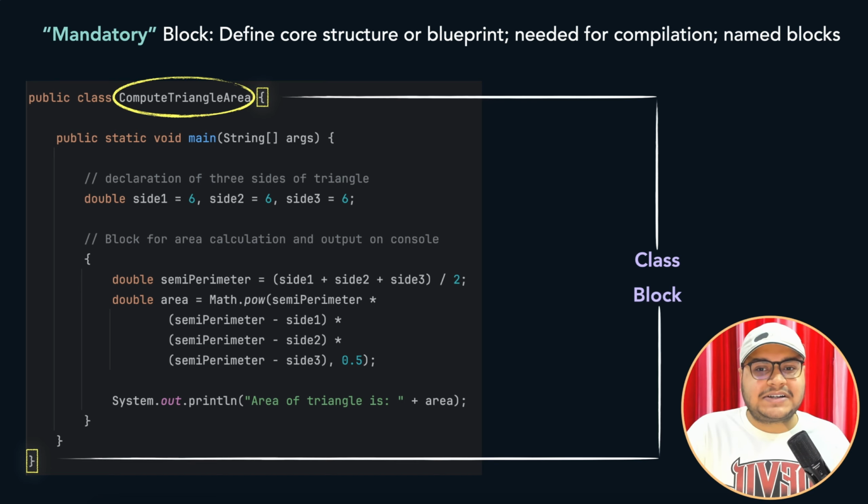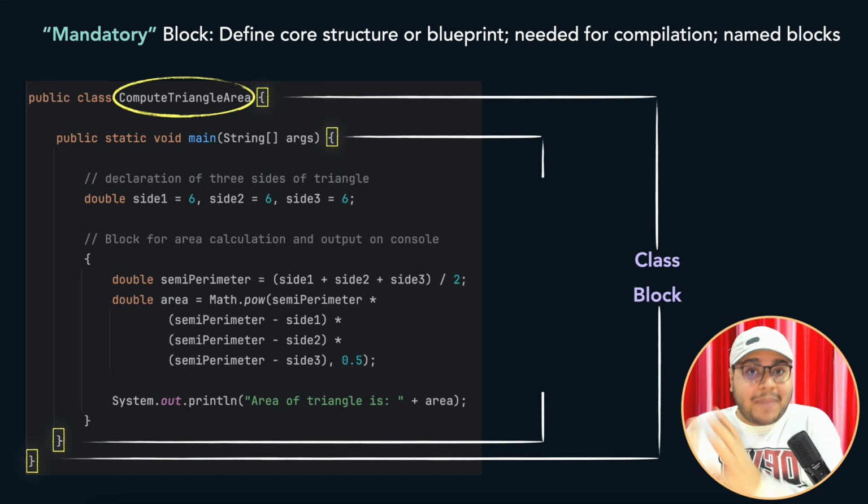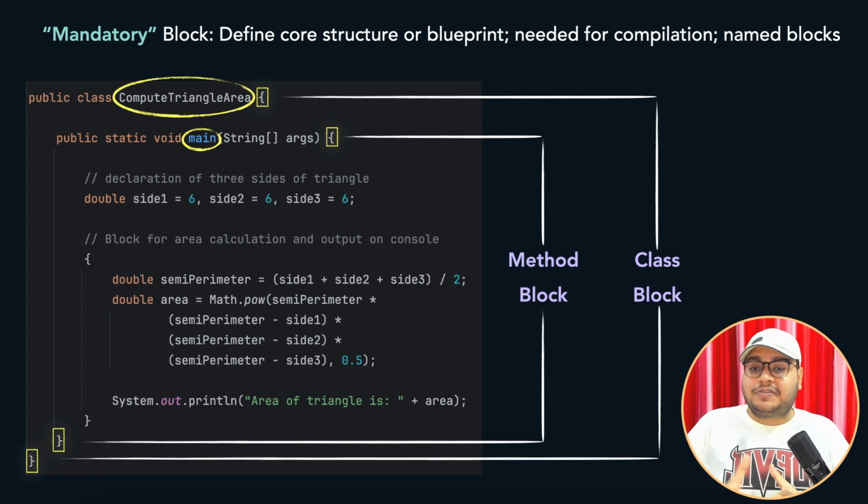Similarly, every method has a method block that groups the statements of the method together into one single unit. In this case, the method block is named main, which is the most common method that we have seen till now. And again, you can refer to them anywhere by just calling the main method.